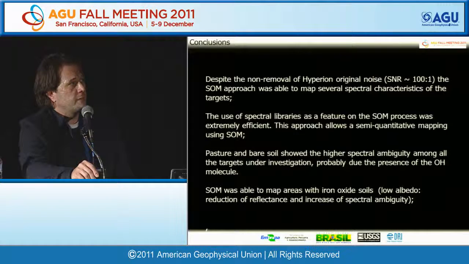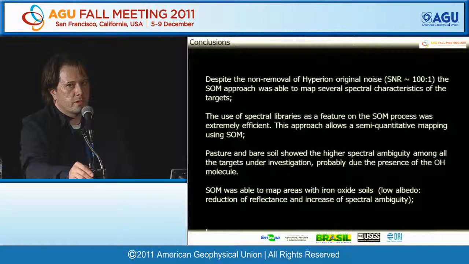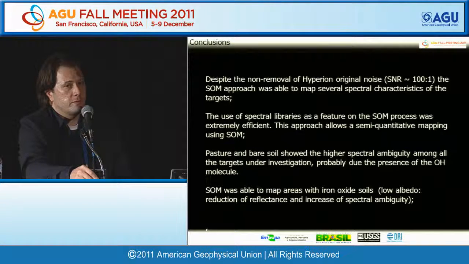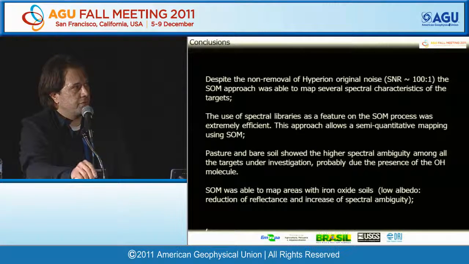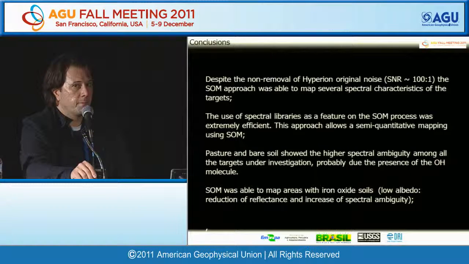And traditionally, when we work with the Hyperion dataset, we apply geostatistical or traditional statistical noise removal methods. In this case, SOM was completely responsible for those results. The use of spectral libraries as a feature in the SOM process was extremely efficient. This approach allows a semi-quantitative mapping using SOM.